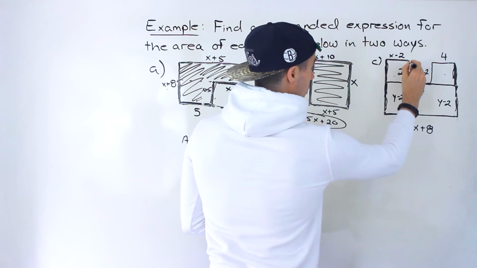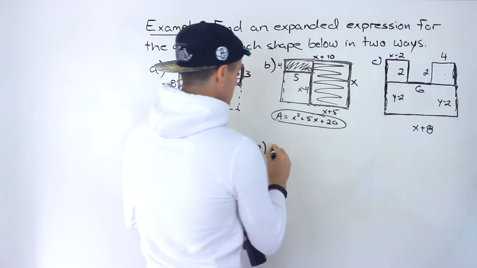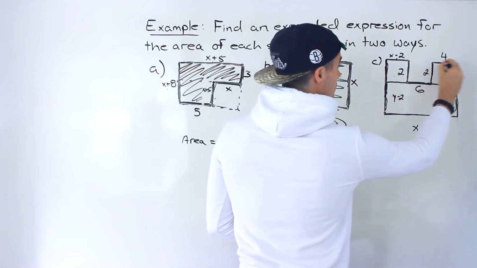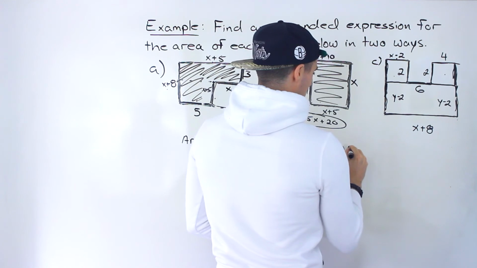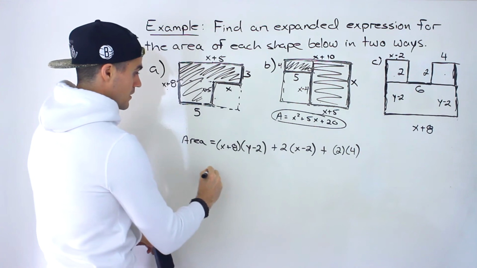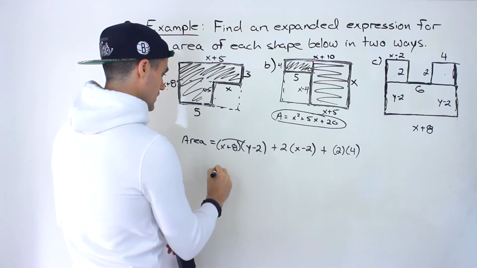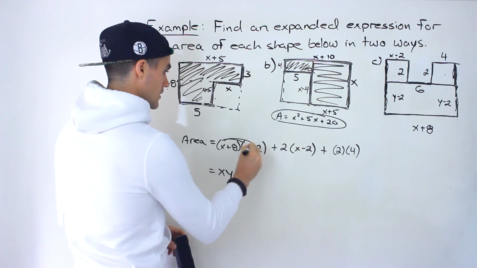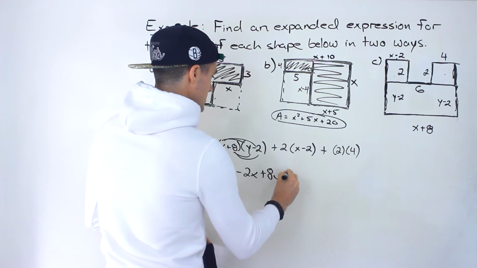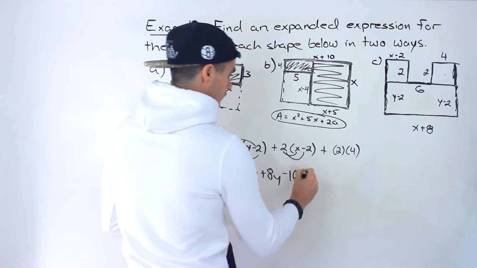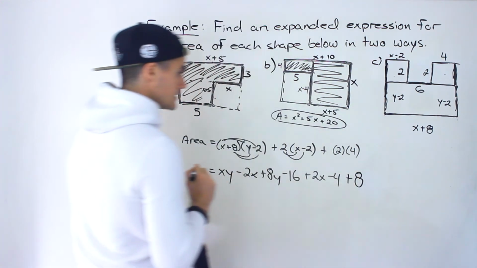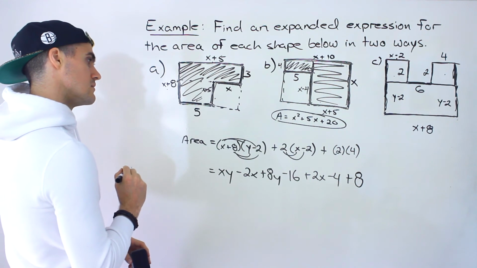And then for this area, we'll have 2 times x minus 2. And then for this one, we'll have 2 times 4. Like that. And that's going to give us the total area. So if we expand this, just be careful with the algebra here. So we'll have xy minus 2x plus 8y minus 16. Then we'll have plus 2x minus 4. And then that's just going to be 8.